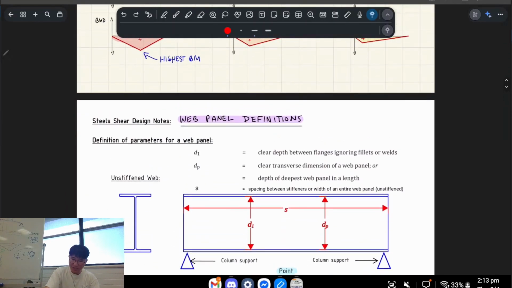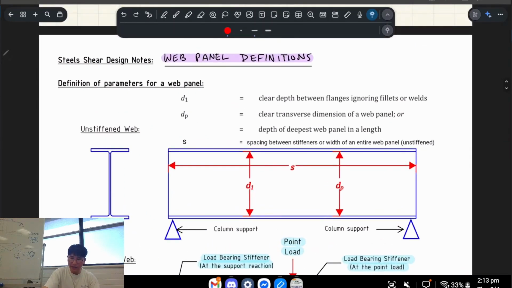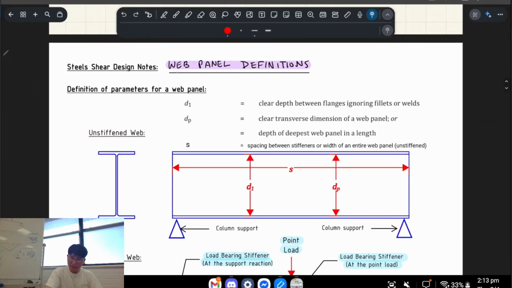So we know that this is called the web of an I-beam, right? And here we've got an unstiffened web. So a web panel is how you decorate the inside of the web. So this region here. And why would you want to do this, right?